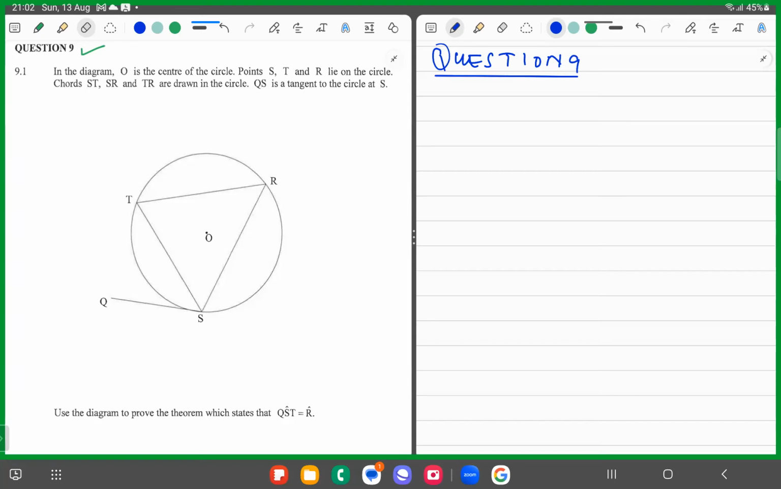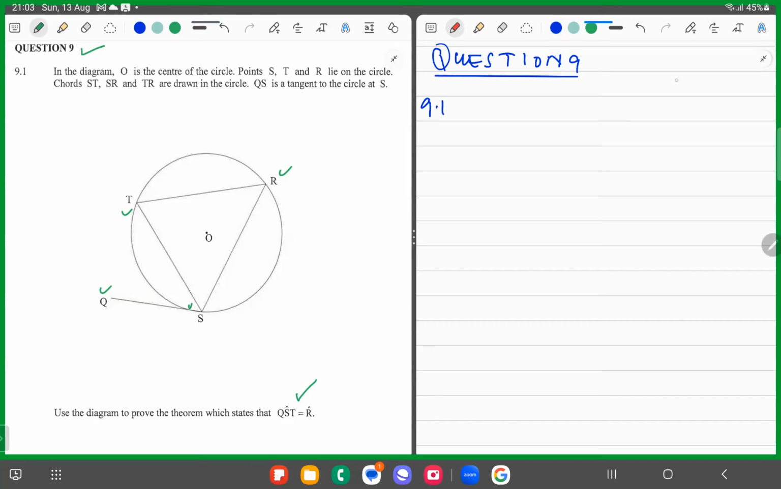We continue. Use the diagram to prove the theorem which states that angle QST is equal to angle R. QST equals R. Okay, so to prove this one, we're looking at the solution to 9.1.